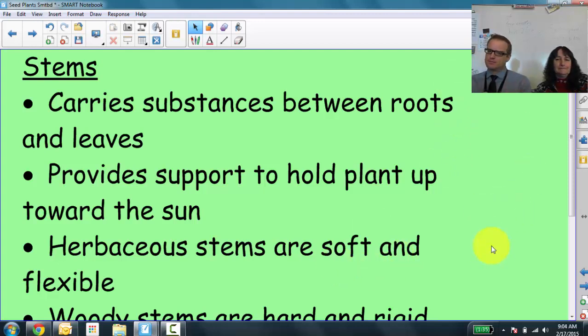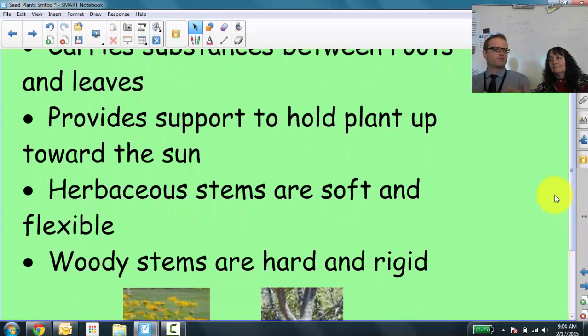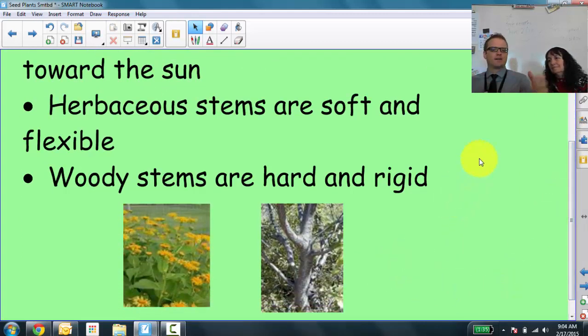And the stem carries substances between the roots and the leaves, and provides support, holding up the plant. The taller it goes, the stronger that support has to be. And there's two different types of stems. There's herbaceous stems. They're soft and flexible. They tend to regrow every year if it's an annual. Yeah, like the flowers, grasses. The grass, they're going to regrow those every year. The woody stems are hard and rigid, and they tend to stick around and expand upon year after year. They don't grow a new one every year.